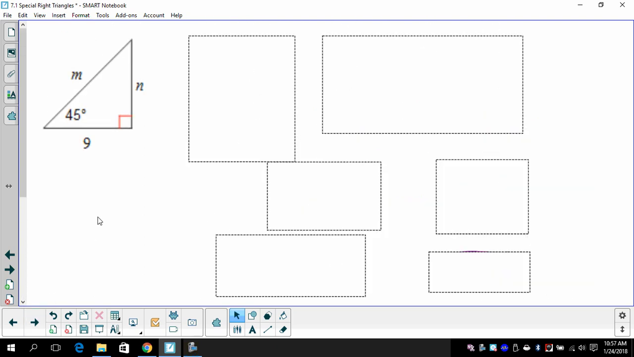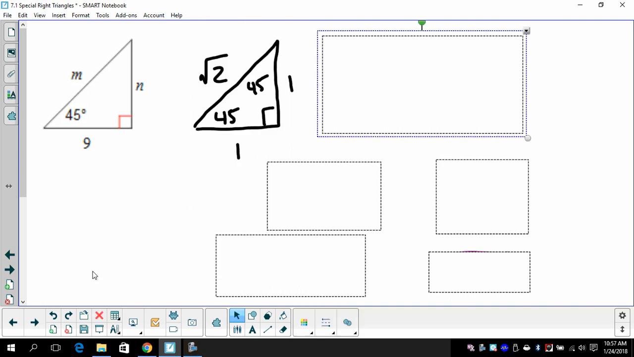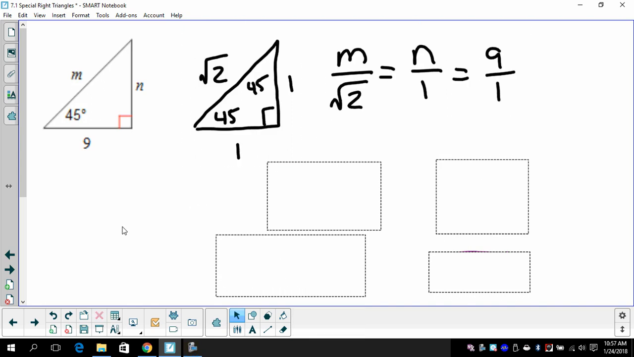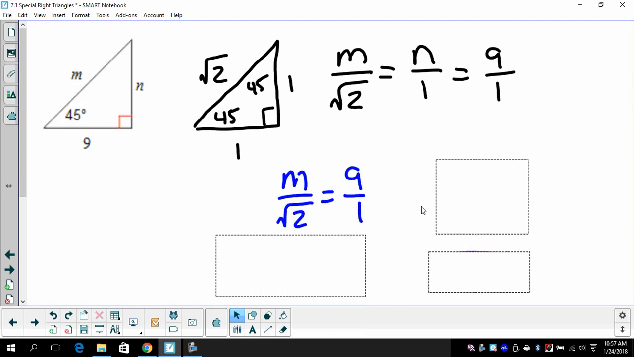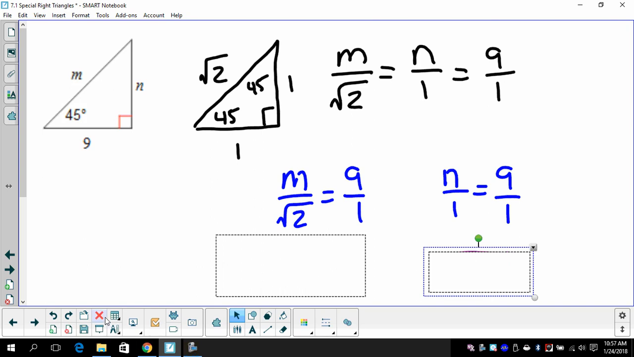So I want you to go ahead here, and I want you to find the value of m, and I want you to find the value of n. I'm going to draw my reference triangle and write my three fractions. Then I'm going to set up two proportions, one for m and one for n. N seems to be the simpler one to find. N and 9 are both divided by 1, so we know that n is equal to 9.